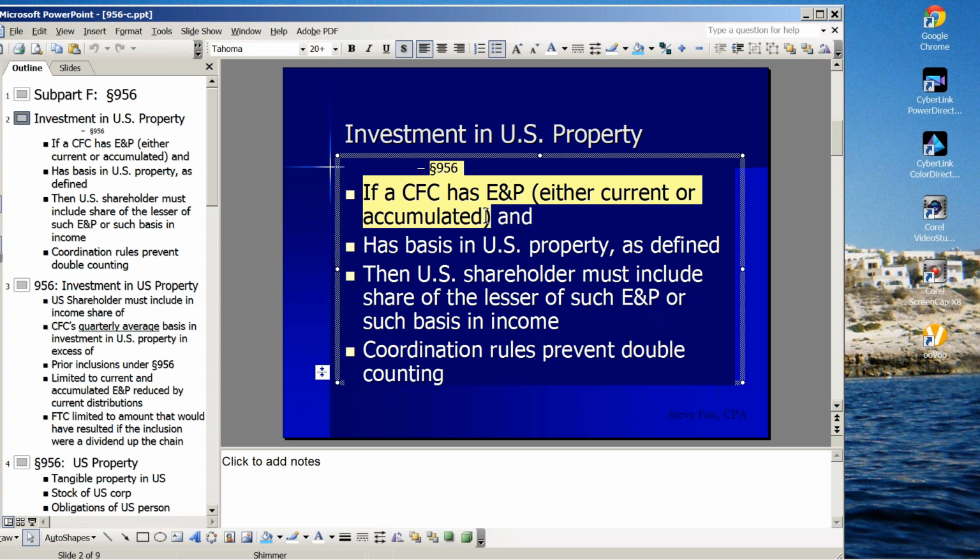We're going to cover the coordination rules of Section 959 when we get to that part of Subpart F. We'll see that 956 has its own coordination rule to prevent double inclusions, and then also falls under a separate part of the Section 959 coordination rule, coordinating Subpart F and dividends.